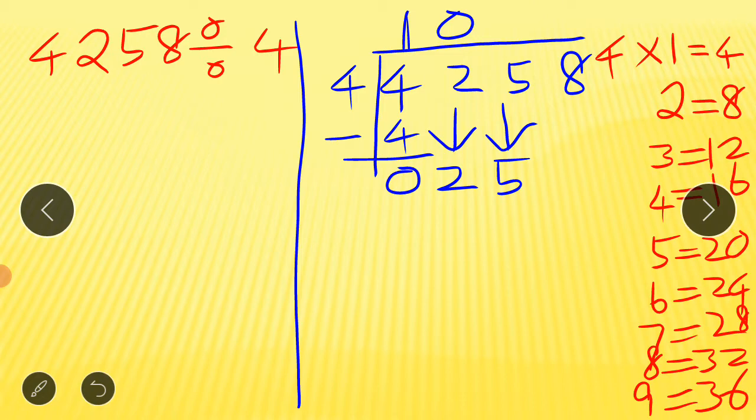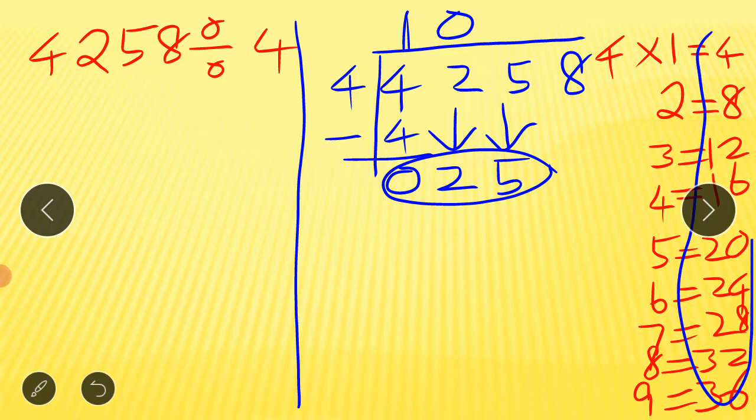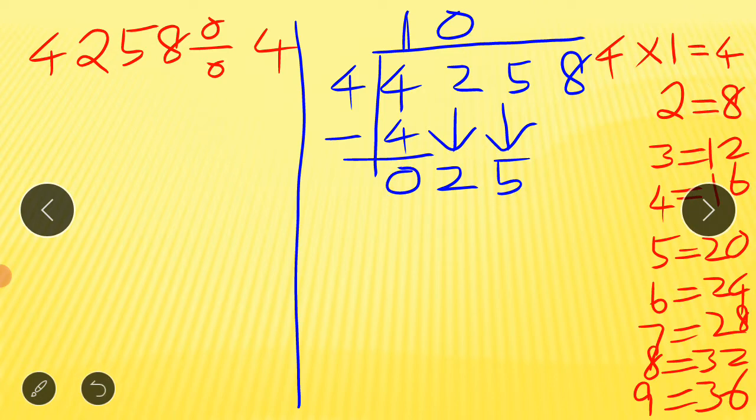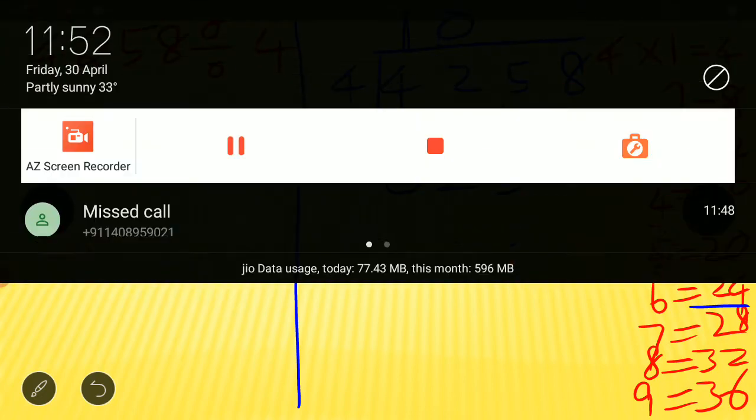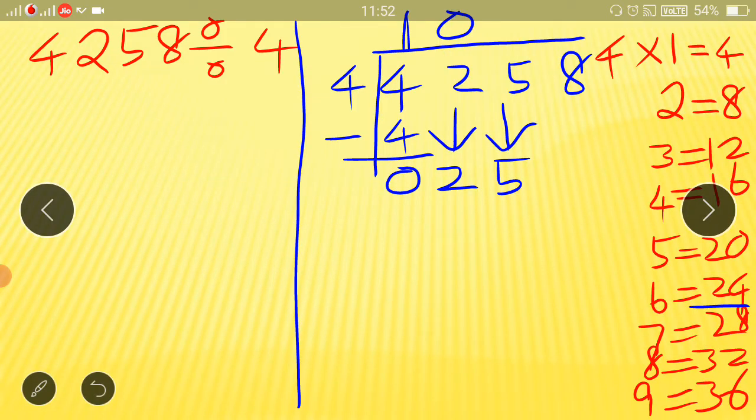So the next step, we need to see just smaller than 25. The fresh number 25 is not there in the product column, so we need to check just smaller than 25, which is 24. Because 20, 16, 12, 8 are all smaller than 25, but just smaller than 25 is 24. And how many times? 6 times. So let's write 6 times.